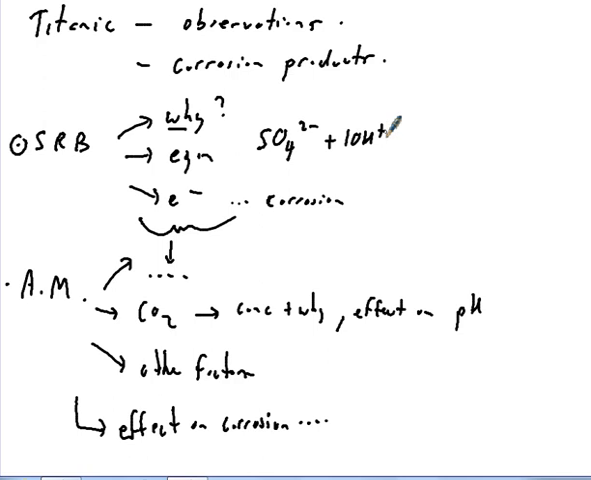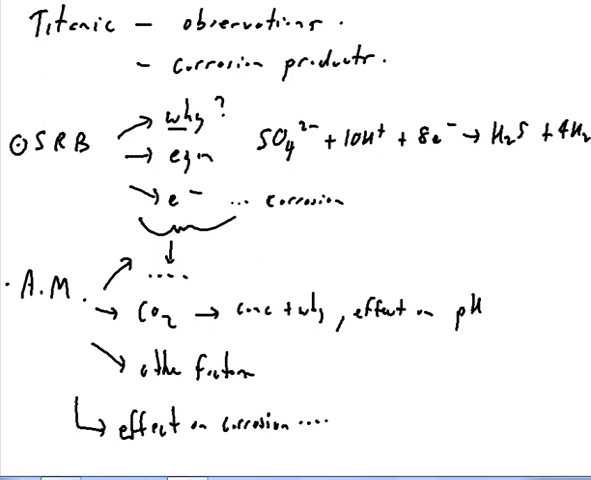Sulfate plus 10 hydrogen ions plus 8 electrons turns into hydrogen sulfide plus water. And that's the equation we're going to use in class. You can use other ones in your essay, but if you want to be aligned with what we're doing in class and the equations we're studying in class, that's the equation to look at.